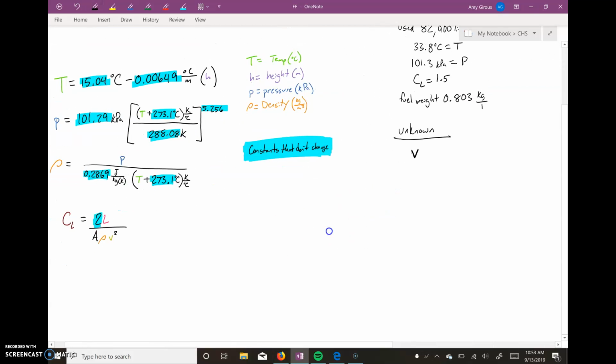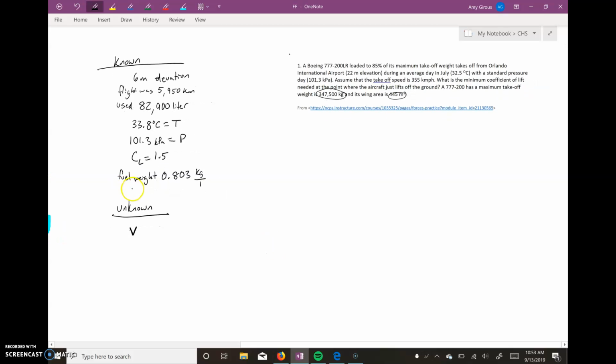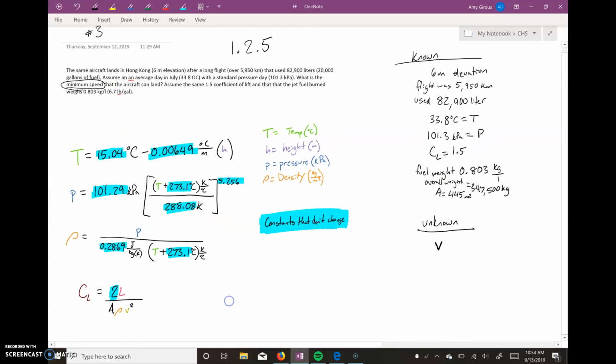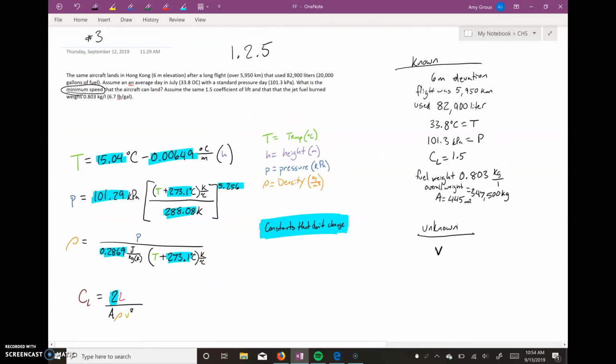So when we're looking at this, we can put our overall weight. In this one, we're just going to pretend it used that weight specifically. I know that first question had us do some other steps for it. And then our area, 445 meters squared. We're running out of room here, so let's scooch this down. This should be all the information we need. What we know, we have up here. What we don't know is right here. Our steps: we need to figure out our velocity.